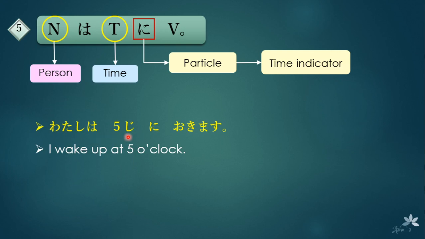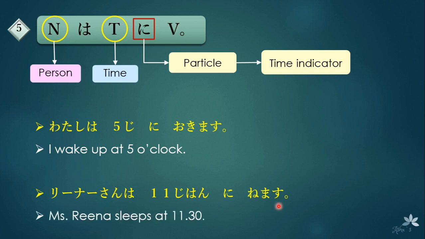Watashi wa 5時に起きます。リーナさんは11時半に寝ます。Miss Reena sleeps at 11:30. Understood, friends? You also try to make similar sentences and see how it comes.